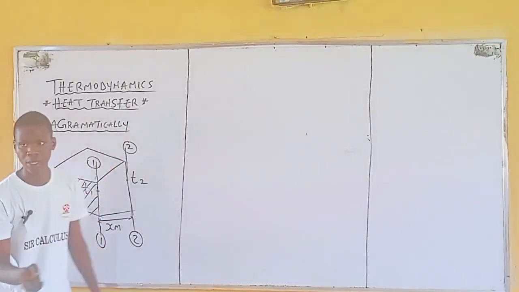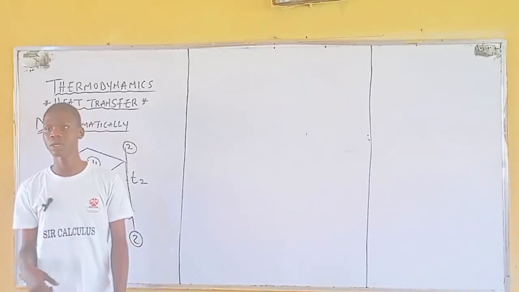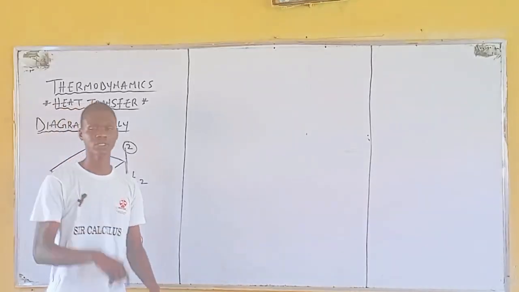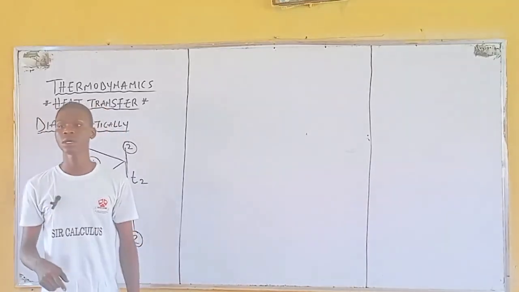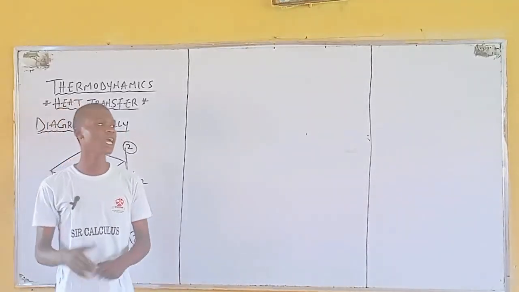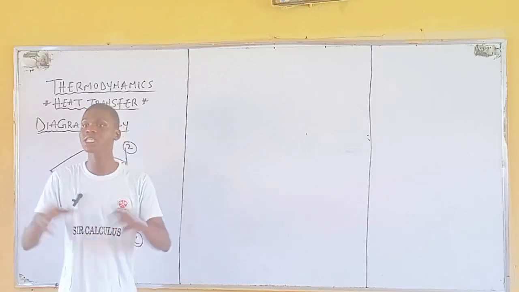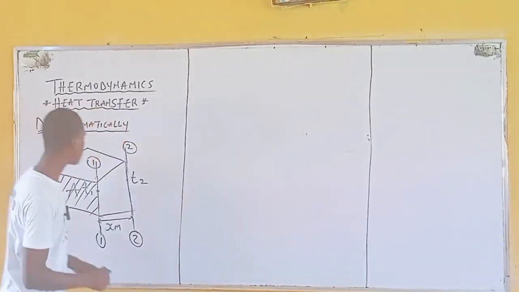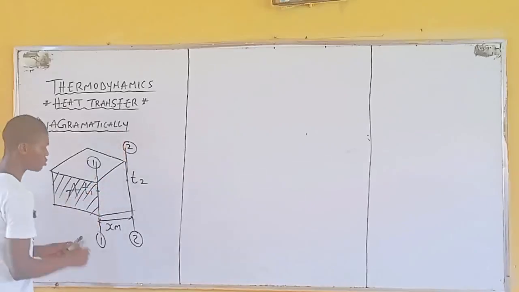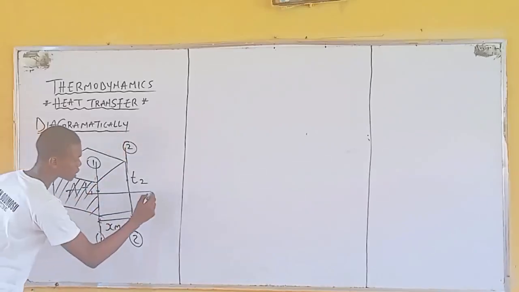The question now is, what energy are you transferring? What is the nature of the energy you are transferring? Is it energy in the form of heat or energy in the form of work? Energy in the form of heat. We said heat transfer. When we say energy, energy is either energy in the form of heat or energy in the form of work. So from this first region to this second region, you are transferring heat.